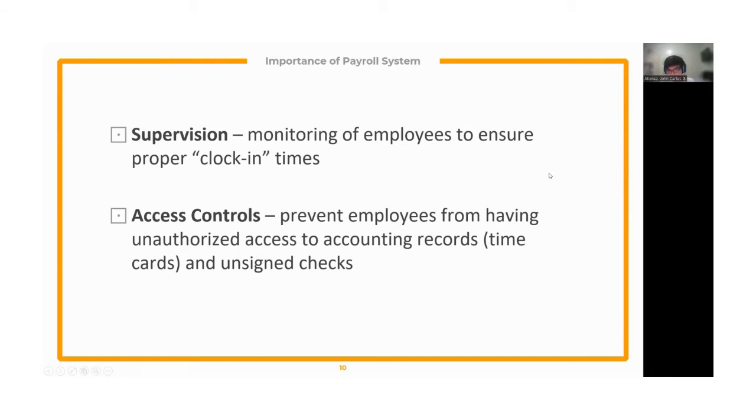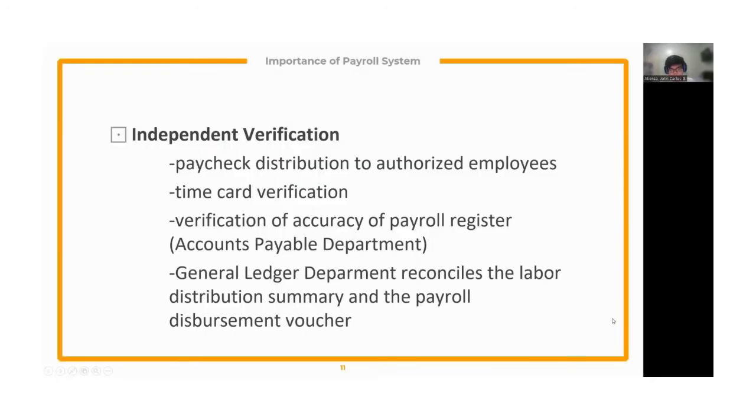And next, we have access controls. Prevent employees from having unauthorized access to accounting records, time cards, such as the one mentioned in supervision, and unsigned checks. So next, we have independent verification, which includes paycheck distribution to authorized employees, time card verification, verification of accuracy of payroll register, accounts payable department, and general ledger department reconciles the labor distribution summary and the payroll disbursement voucher. So please excuse this typo.